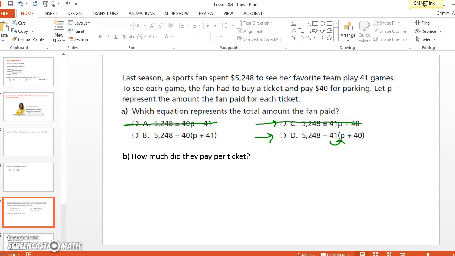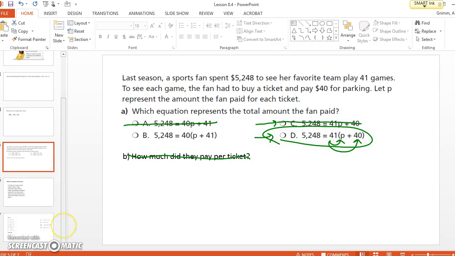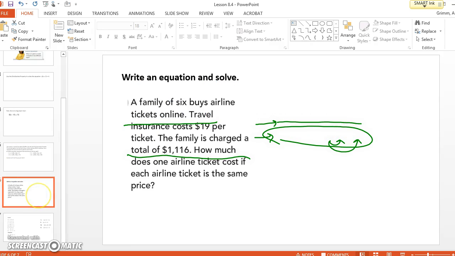What would this represent when I get this? 41 times 40. The games times parking. The games times how many times you have to pay $40 for parking. Does that make sense? So the correct answer then would be D. That's how that works. I'm not going to make us do how much they pay. We're not going to do that one. All right, let's look at one we have to write ourselves, and then we'll get to some practice.